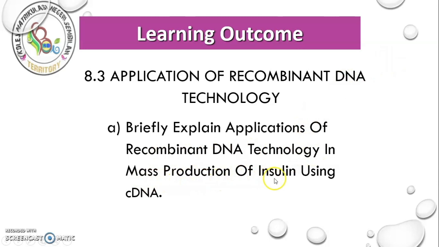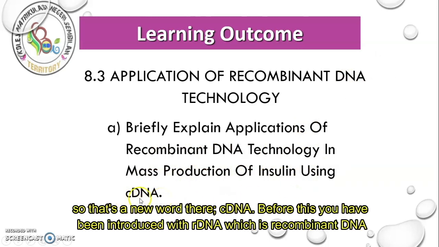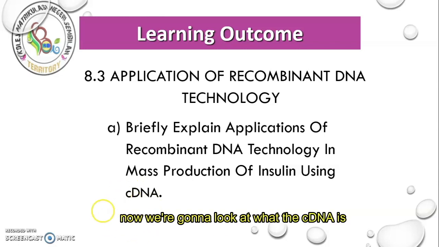Our learning outcome for today is to be able to briefly explain the application of recombinant DNA technology in mass production of insulin using cDNA. So that's a new word there, cDNA. Before this, you have been introduced to rDNA, which is recombinant DNA, and non-recombinant DNA. Now we're going to look at what the cDNA is.